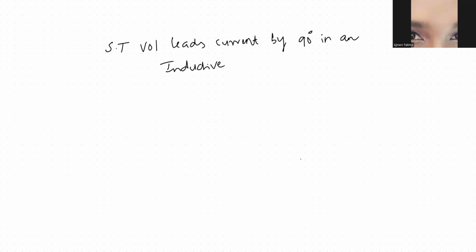Okay. Hello everyone. So the question given is show that voltage leads current by 90 degrees in an inductive circuit. So this just means it's an RL series circuit.